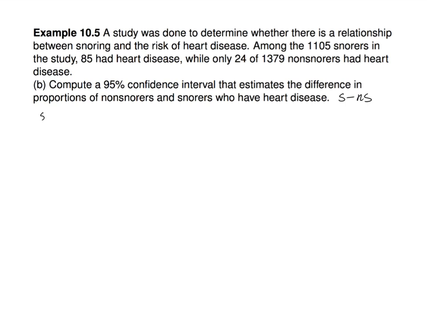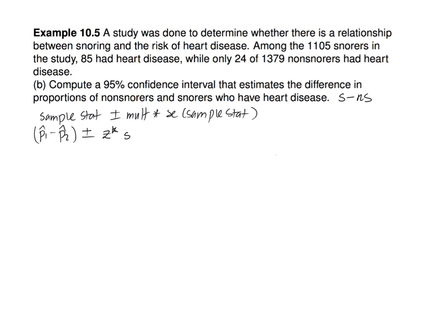So we need our sample statistic plus or minus our multiplier times the standard error of the sample statistic. In this case, we're looking at a difference, so the sample statistic is P1 hat minus P2 hat, plus or minus our multiplier, which is again a z-star value, times the standard error of P1 hat minus P2 hat. Because we're looking at 95% confidence, z-star is equal to 2.